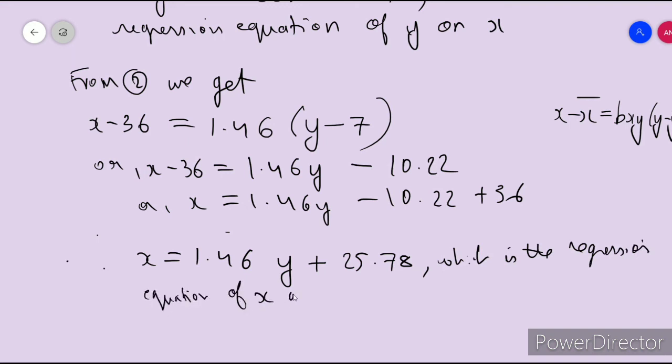So now we have x as the dependent variable on the left hand side and y as the independent variable on the right hand side. So that is how you form regression equations using regression coefficients.